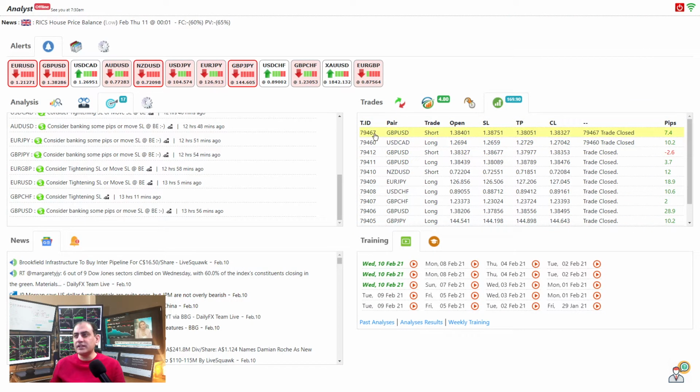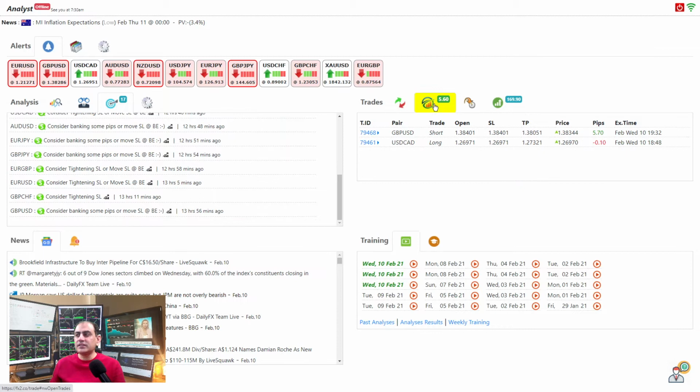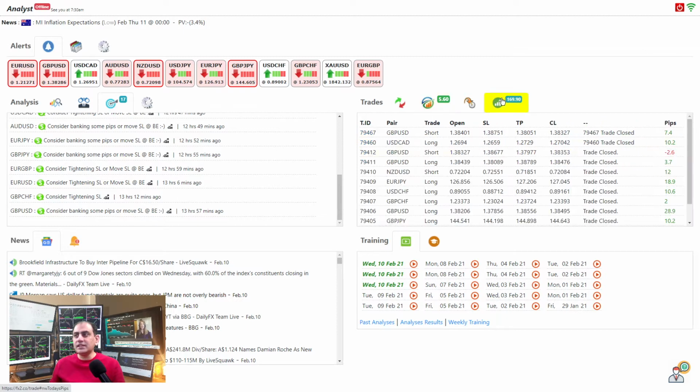And the last trade made 7 pips, I believe. Yeah, that's another one based on the analysis. And I think 2 trades are still open: a short on pound dollar and a long on CAD. All right, so you can see all those trades.